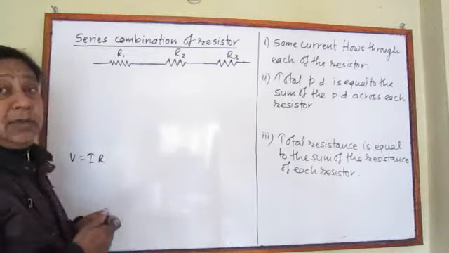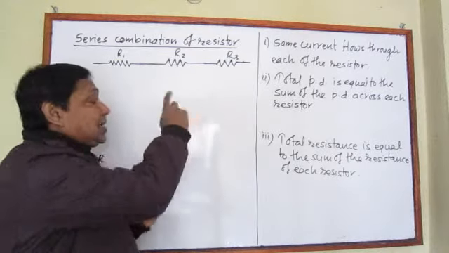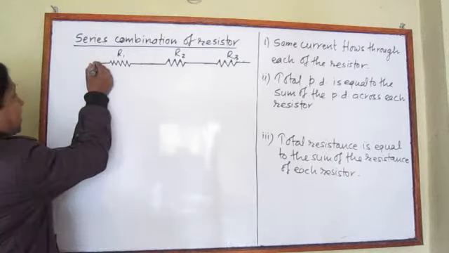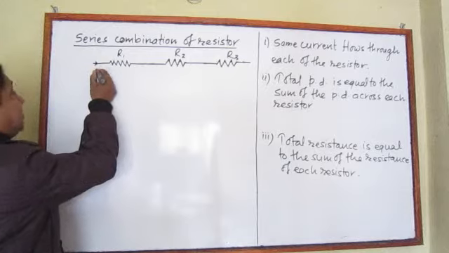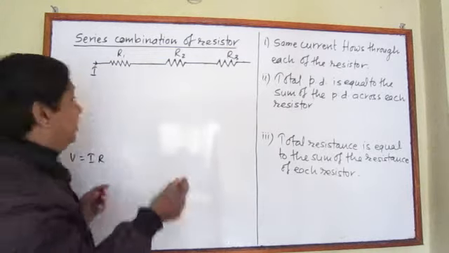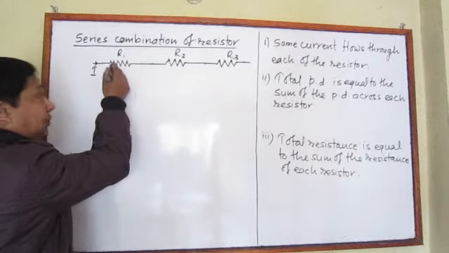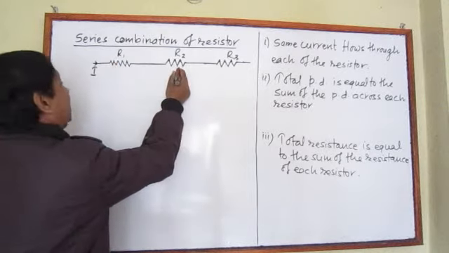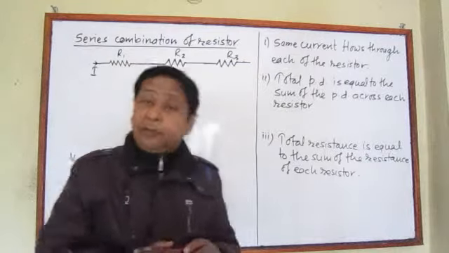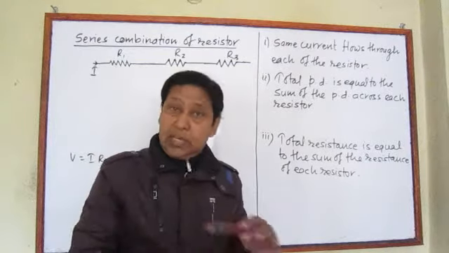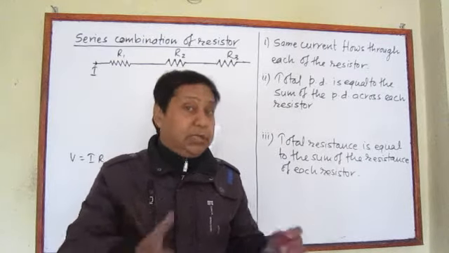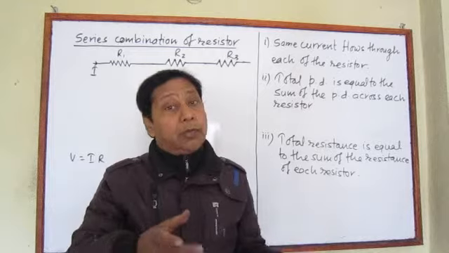How are we connecting them? When resistors are connected with each other in such a way that if we pass current through them, the same current passes through each. If I is the current and it is 1 ampere, the same 1 ampere passes through the first resistor, and the same passes through the second also, and the third also. That's why the definition may be: when resistors are connected with each other such that the same current passes through each of them, then the combination of resistors is called a series combination of resistors.